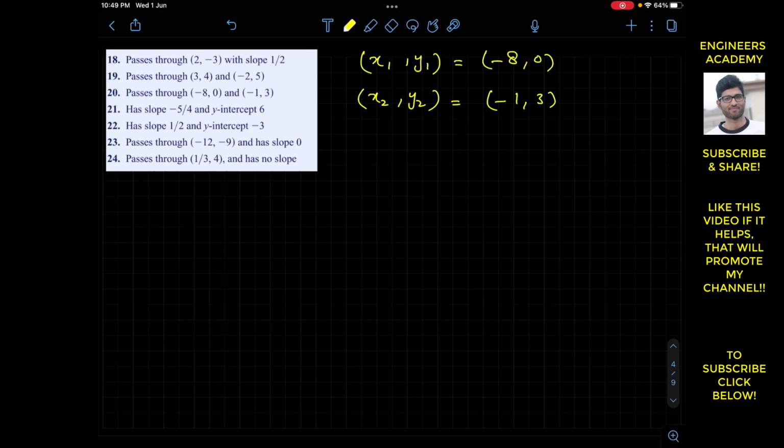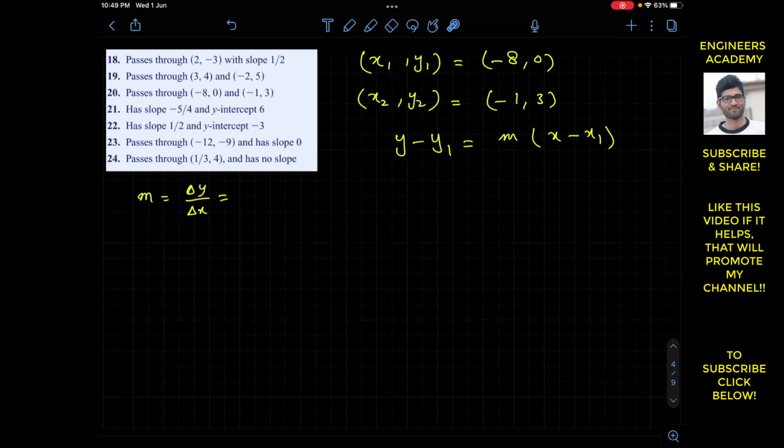Now again we can use the point slope equation. We can write that equation: y minus y1 equals the slope times x minus x1. First of all, we are given these 2 points, so we have to find the slope, and once we find the slope, we can plug in any of these 2 points in this equation. The slope is change in y divided by change in x. If we subtract this 0 from 3, that will give us the change.